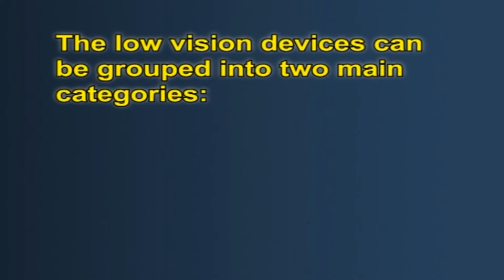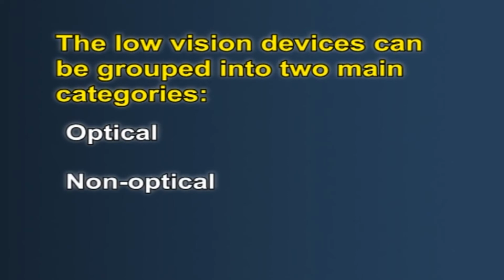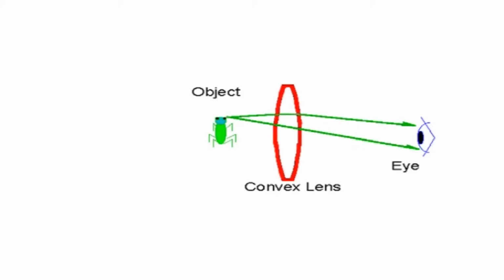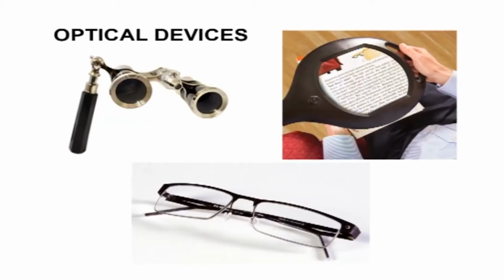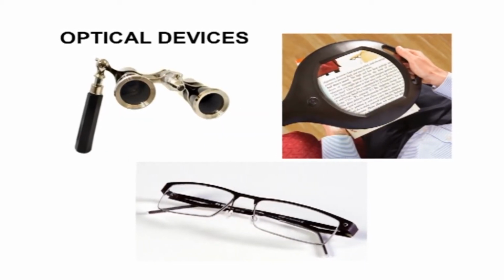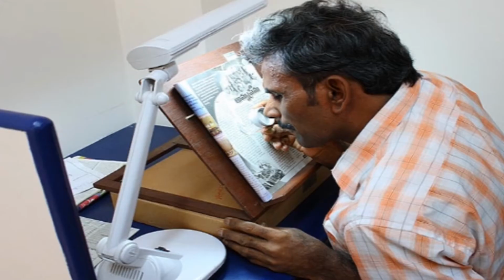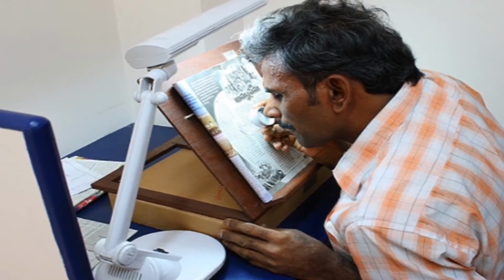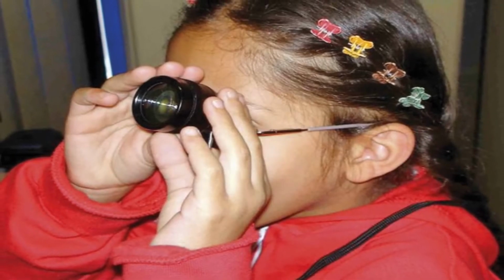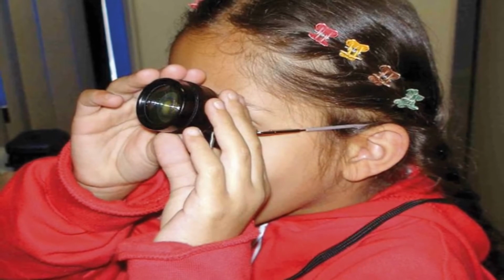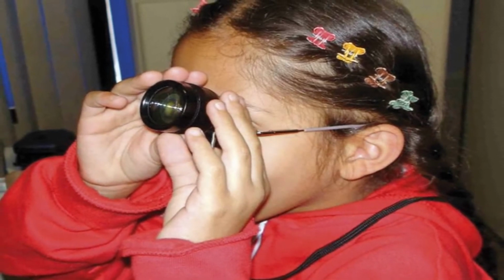The low vision devices can be grouped into 2 categories, optical and non-optical. Optical devices. The optical devices improve or enhance the residual vision by magnifying the image of the object at the retinal level. Optical devices are useful to increase the distant and near vision. Near vision devices are designed for magnifying the objects and print close to the person. Distance devices are for magnifying things in the distance, that is about 3 meters to far away.